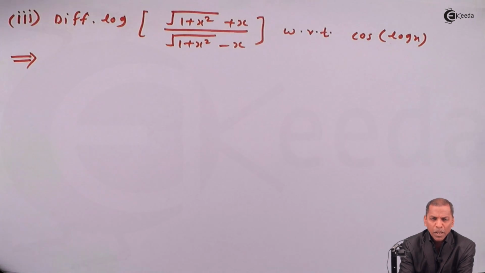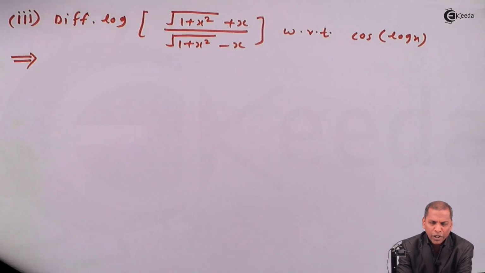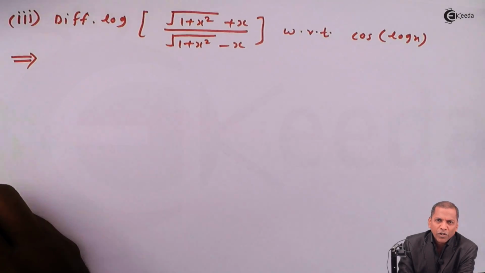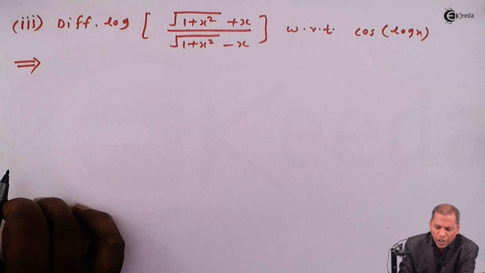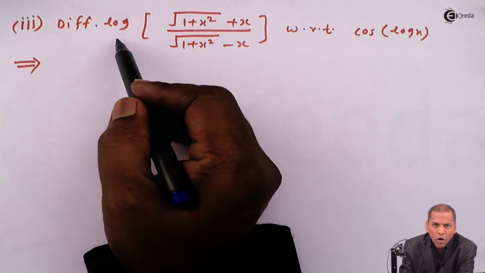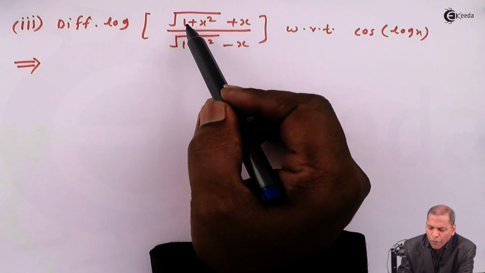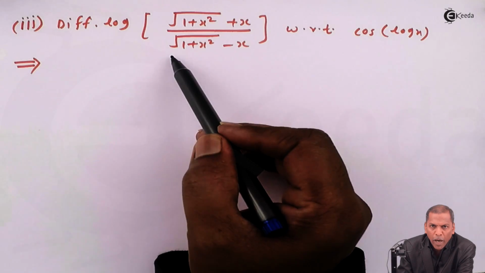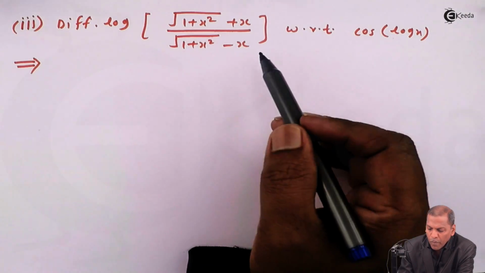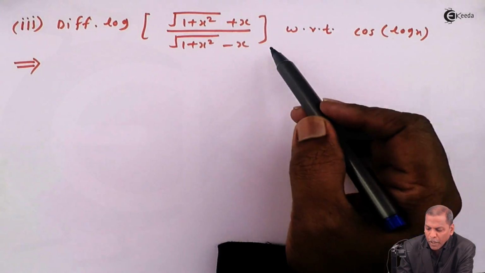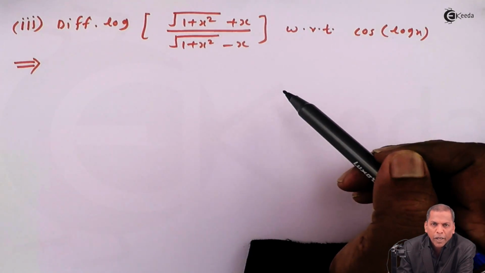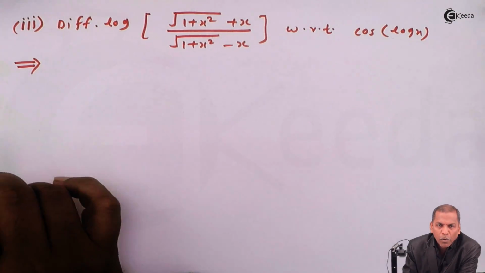Hello friends, now we see problem number 4, sub question 3, which is also based on the theorem of parametric function of the chapter differentiation. The sub question 3 is: differentiate log of (square root of 1 plus x square plus x) divided by (square root of 1 plus x square minus x), with respect to cos of log x. Now let's see the solution.